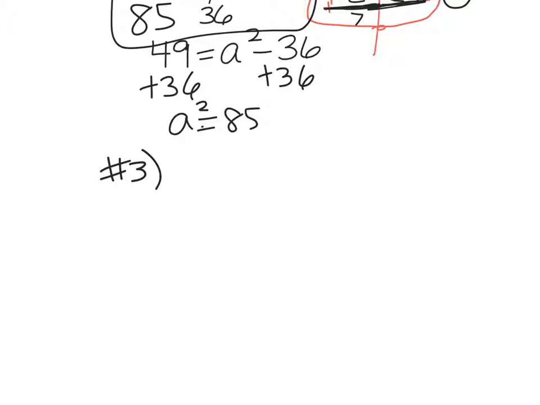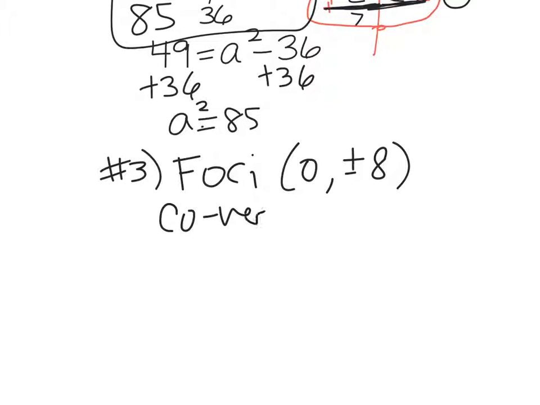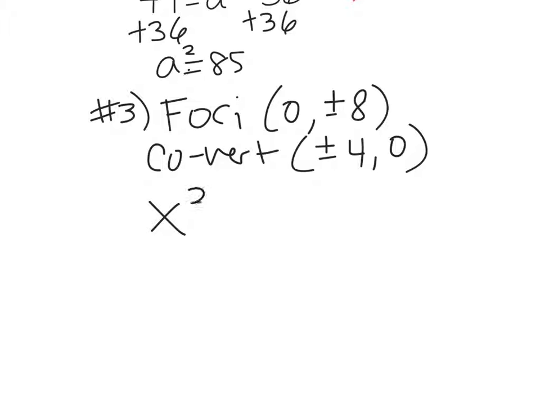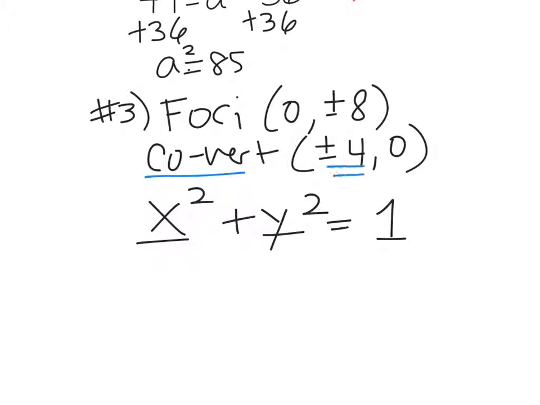Let's go with foci are at 0 plus or minus 8. And your covertices are at plus or minus 4, 0. So x squared over something plus y squared over something equals 1. Now we have one of the somethings. I have a covertice at plus or minus 4, 0. So I'm going to put 16 right there. Okay? I hope you got at least that far. The rest of it's the hard part.